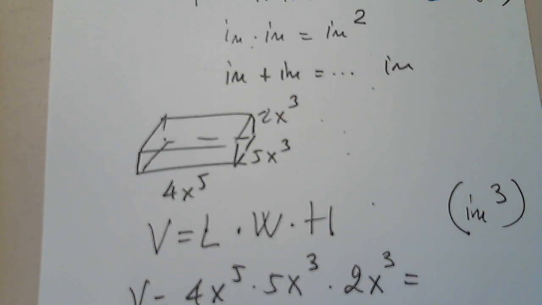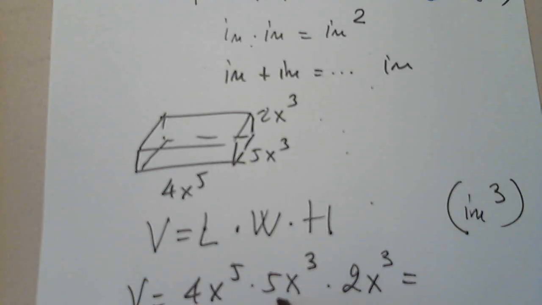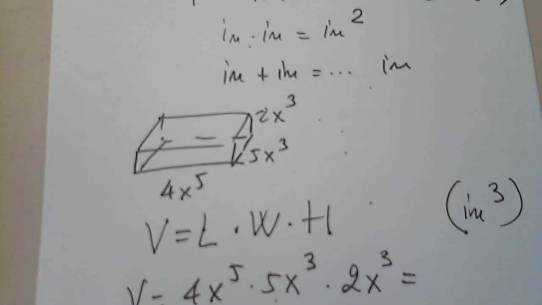What do we get? Four times 5 times 2. What I would like to do is 2 times 5, which is 10, times 4 is 40. That's the easiest. And then I copy the base, which is x. And what is the power? Because we're not adding, we're multiplying.